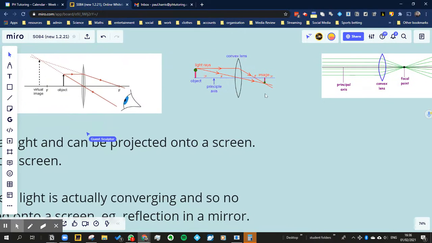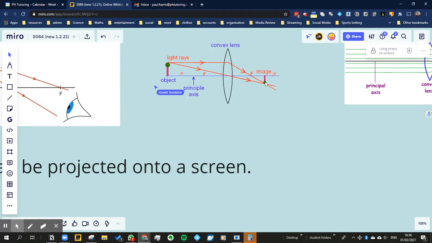The one over here, this one is inverted, so upside down, and it's real, but it's diminished, so it's smaller than the original one. Okay.